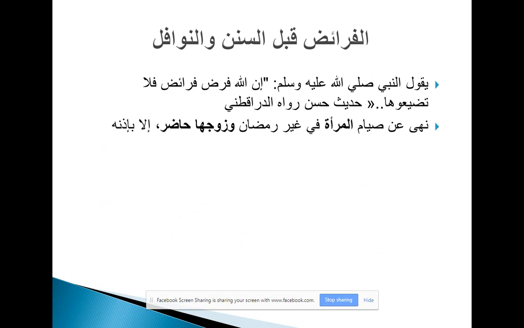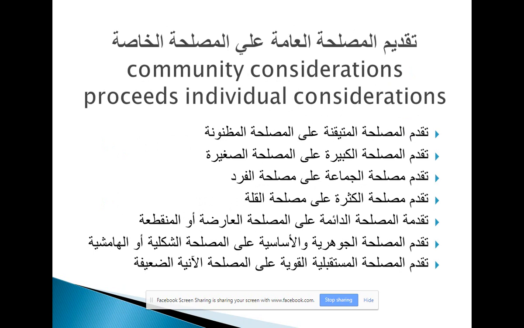Even though there are so many important things here, when it comes to community considerations, when we're looking at what I should consider as a priority, it first comes تقديم المصلحة المتيقنة على المصلحة المضمونة. Meaning, considering the benefit that you are sure of takes precedence over the benefit that you are not sure of. And we're going to talk about those in detail in just a bit, inshallah.